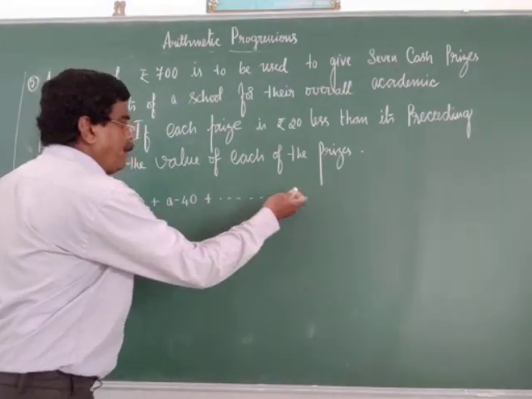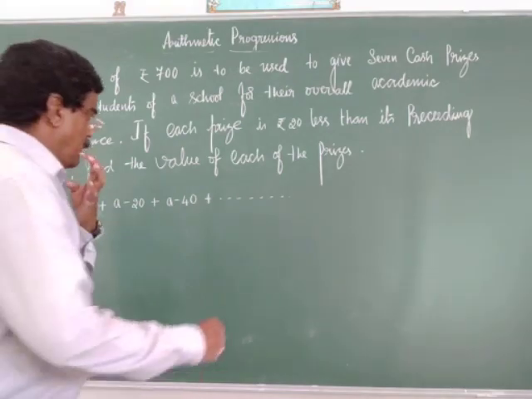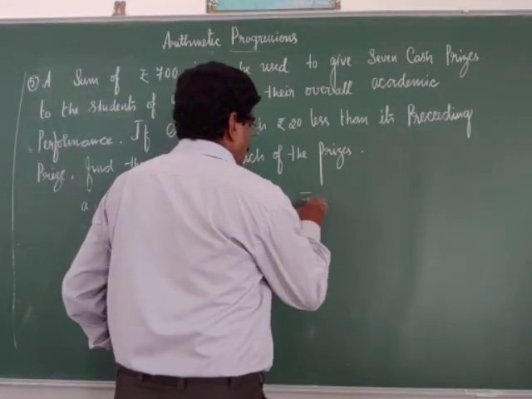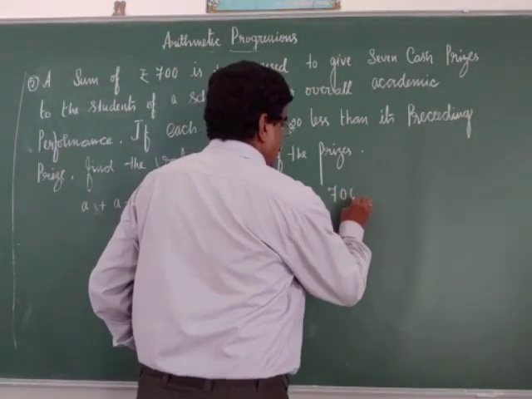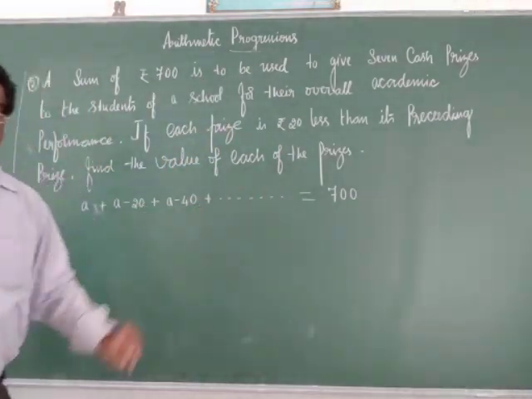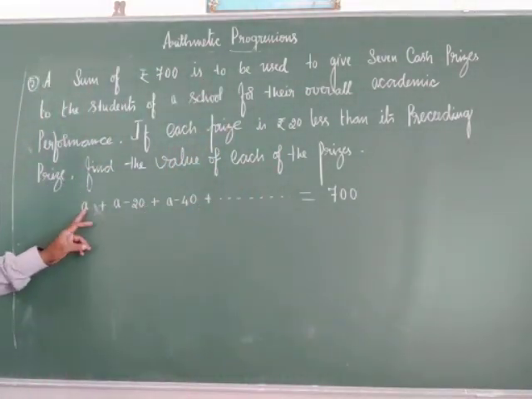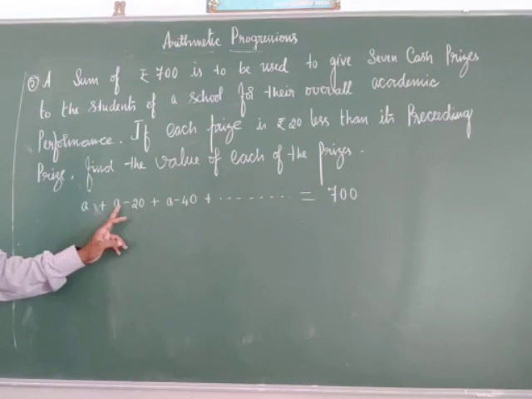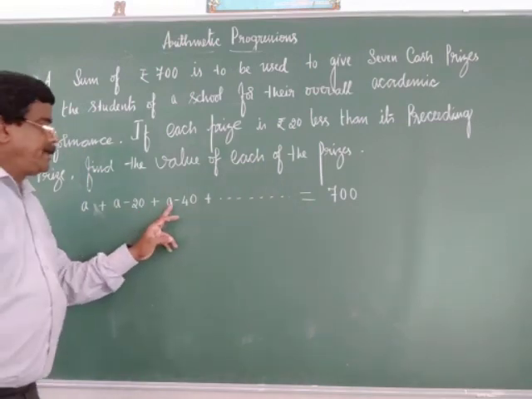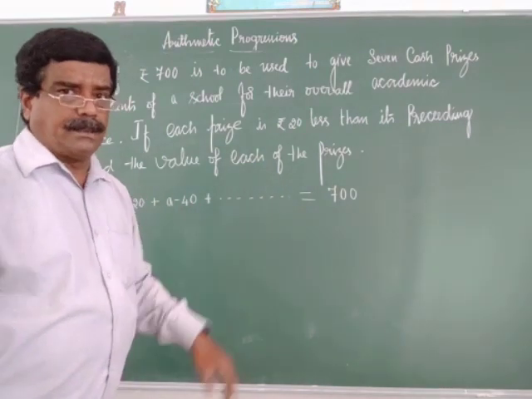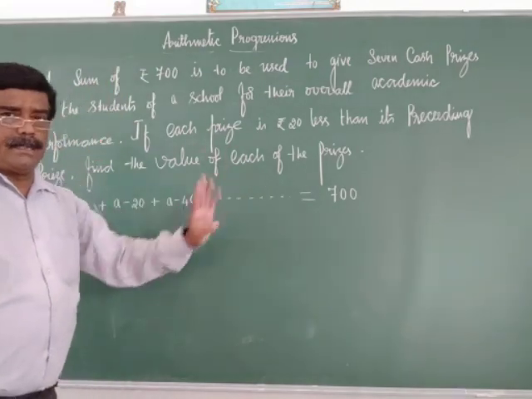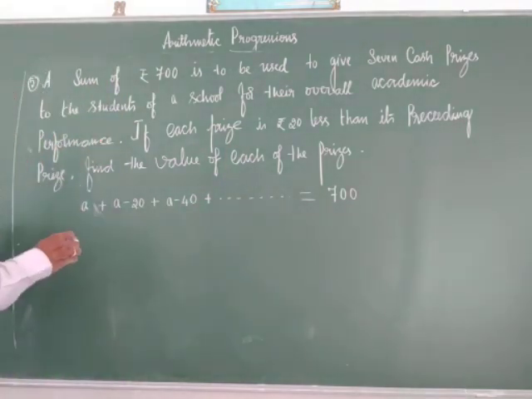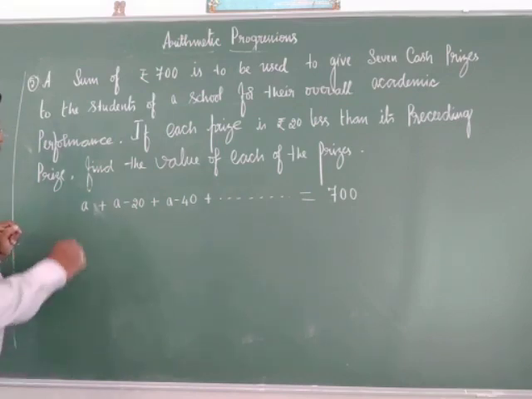Like that, we don't know how many prices there are, up to n. The total is given as 700 rupees. The first price is A, the second price is A minus 20, the third price is A minus 40, like that. The last term, our total is 700, so the last term we also don't know here. So that only we have to find out, how many prizes we can give, or the first prize how much, second prize how much, like that you can find.